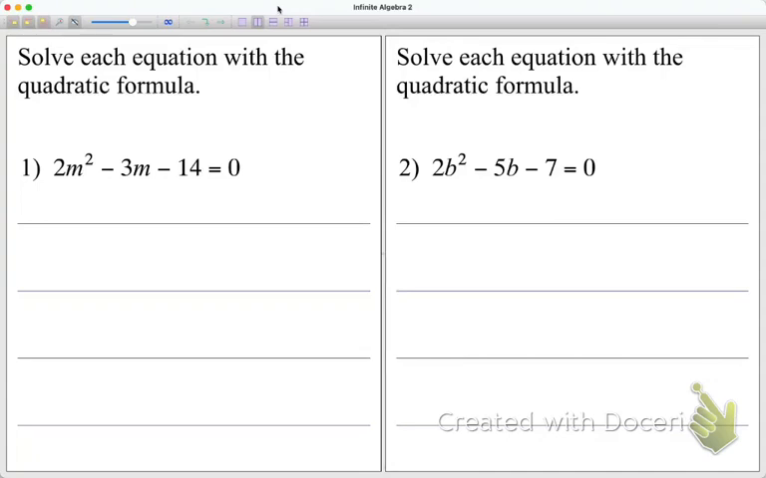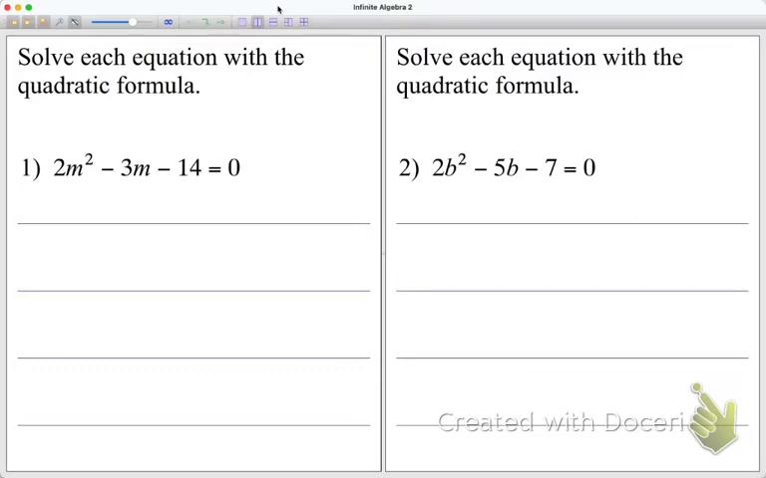Okay, so your heading was 2.6 quadratic formula, yes? Yeah. That's pretty good. Okay, so what is the quadratic formula? The quadratic formula is what we use when we can't factor. So it says solve each equation with the quadratic formula. That one tells you, but I'm just going to tell you solve the equation.